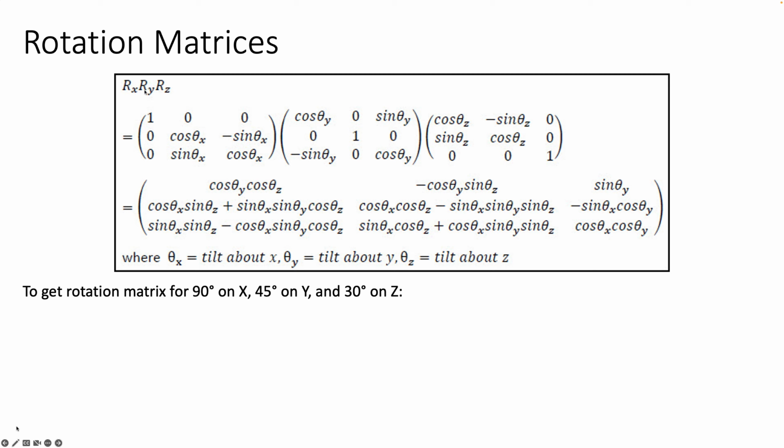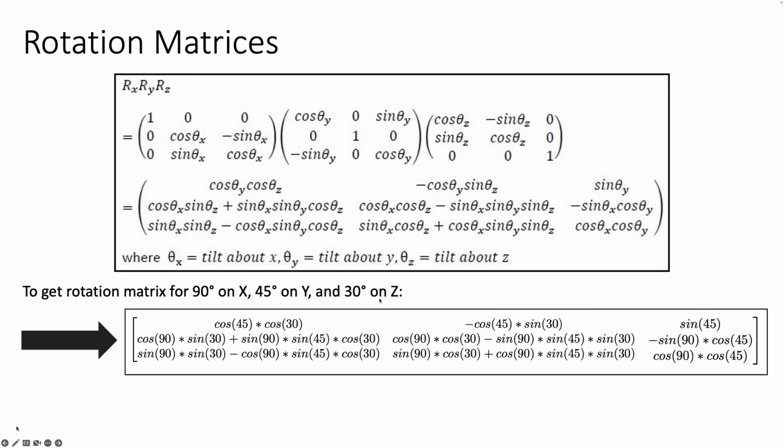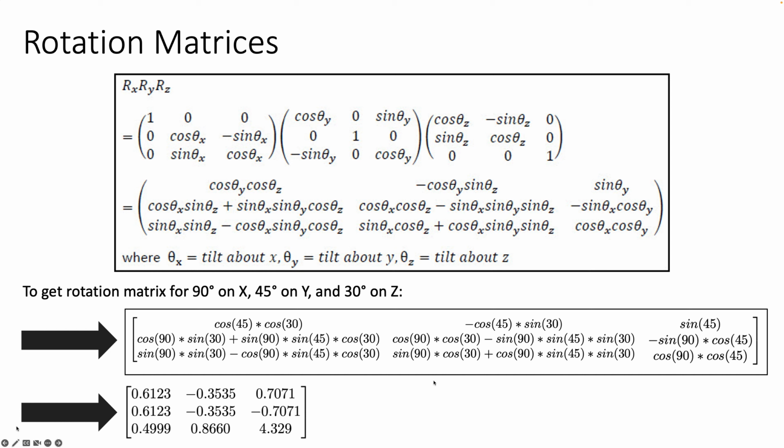You can see Rx, Ry and Rz all represent different rotations using Euler angles. So for example, if we wanted to get the rotation matrix for 90 degrees rotation on x, 45 degrees rotation on y, and 30 degrees rotated on the z-axis, what we would do is we just use this formula, and that would give us this, which simplifies down to this, like that.